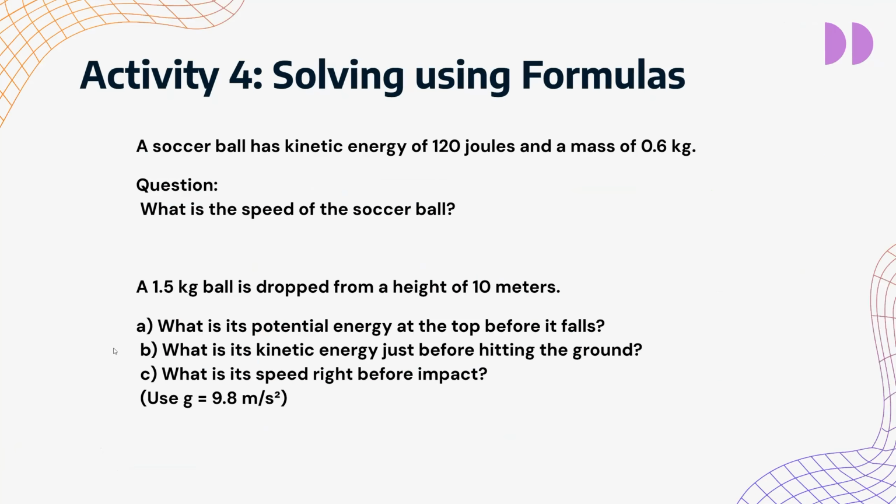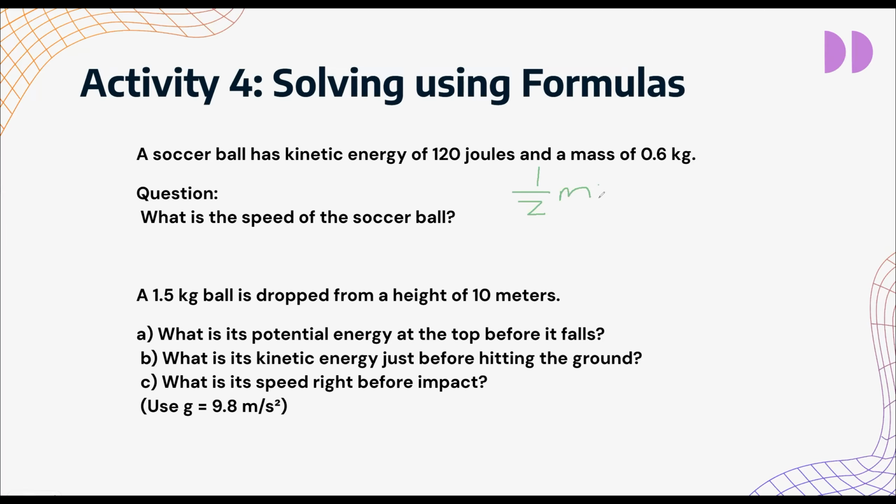Okay, activity number 4, solving using formulas. A soccer ball has kinetic energy of 120 joules and a mass of 0.6 kilograms. What is the speed of the soccer ball? I'll just do this question for you guys, you can watch. Kinetic energy is equal to 1/2 mv squared. We know the mass is 0.6 kilograms, and kinetic energy is 120 joules. So that's three variables and we know two of them. It's asking for speed, which is the velocity in this equation, so we can just plug and chug.